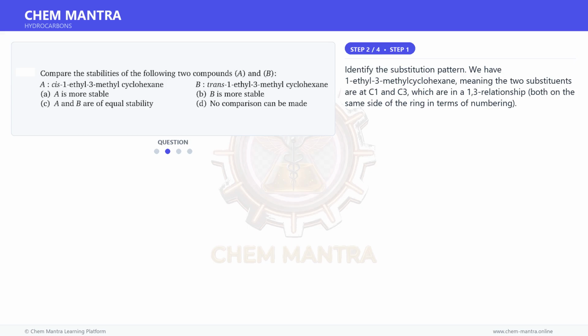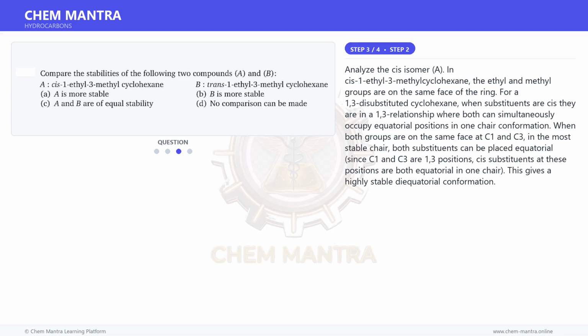Moving on to the next step. Identify the substitution pattern. We have 1-ethyl-3-methylcyclohexane, meaning the two substituents are at C1 and C3, which are in a 1,3 relationship, both on the same side of the ring in terms of numbering.